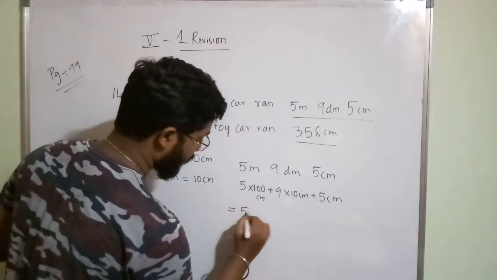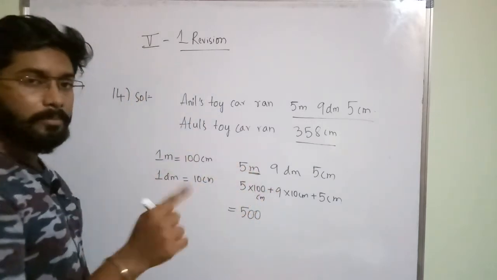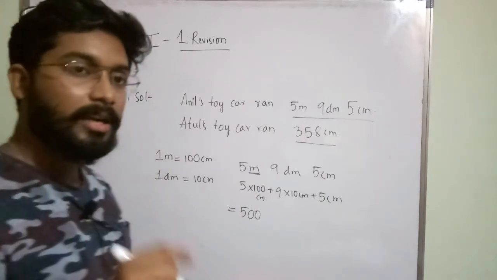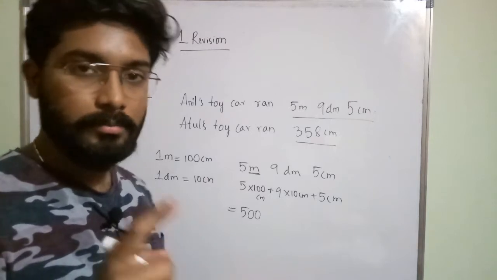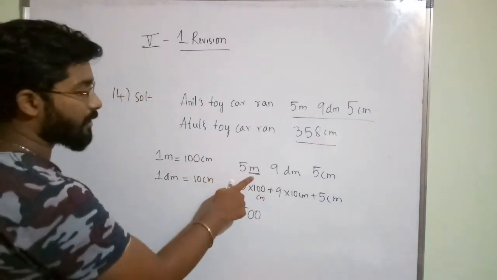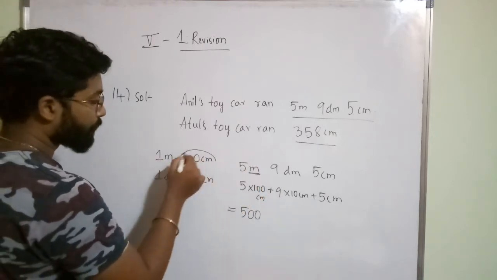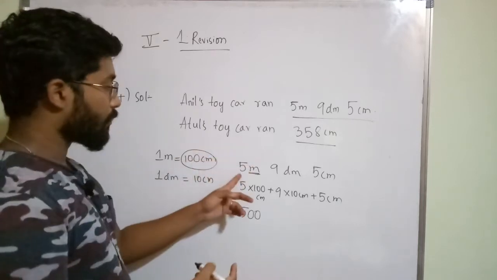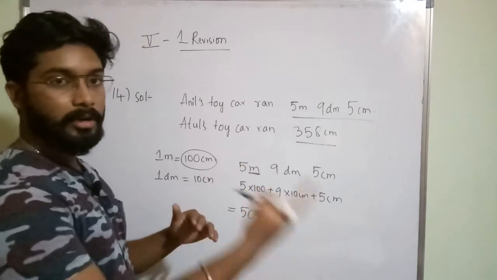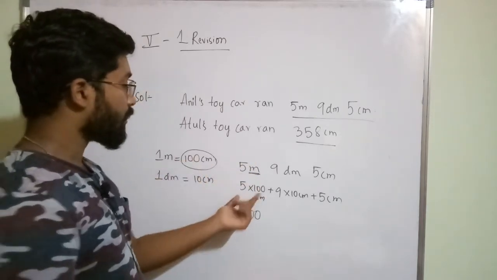You will get 500. Instead of meters, 1 meter and meter both are the same. You will say 1 chocolate or chocolate, both are the same only, no? So here 1 meter and meter both are the same. 5 meters, no? Instead of meters, what am I writing? 1 meter equals 100 centimeters, no? If you want to convert, you are multiplying with the smaller unit. This is the bigger unit. You want to convert into the smaller unit, you have to multiply with this. Okay, that's what I did.